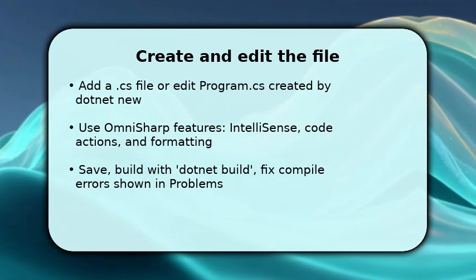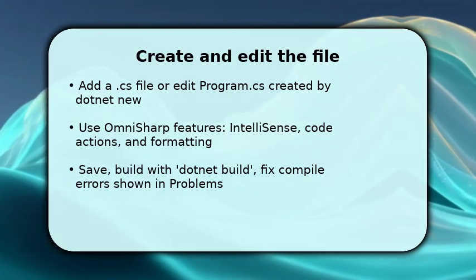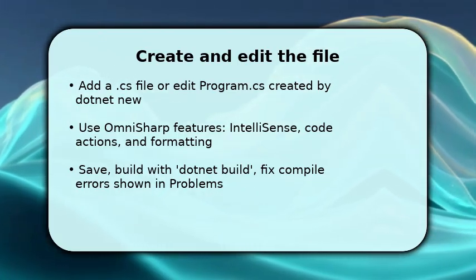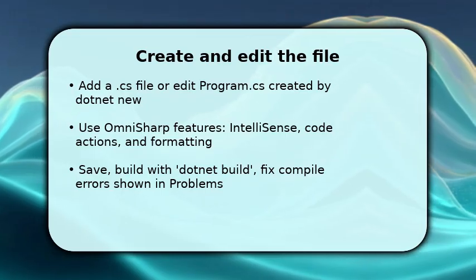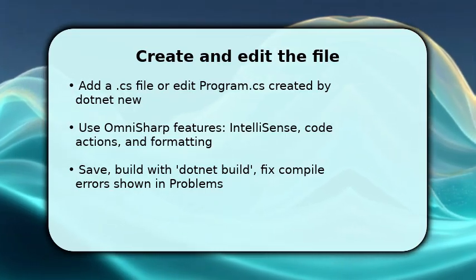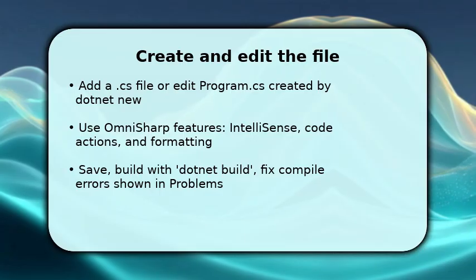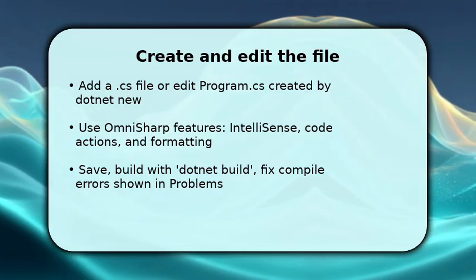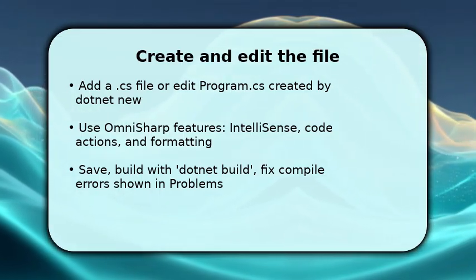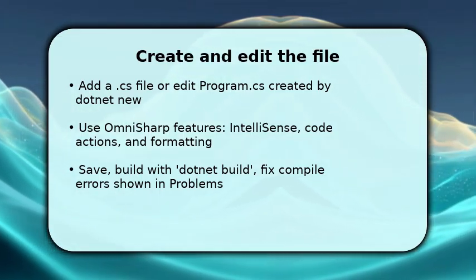Once code is written, save and run dotnet build in the terminal so you spot compile errors. If errors appear, use the Problems pane and lightbulb quick fixes to resolve them. This helps maintain a clean project. Make sure namespaces and project files match to avoid reference issues.